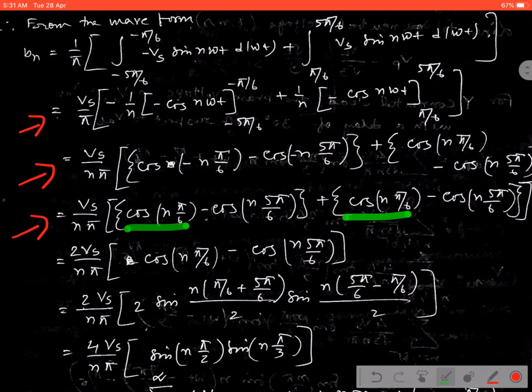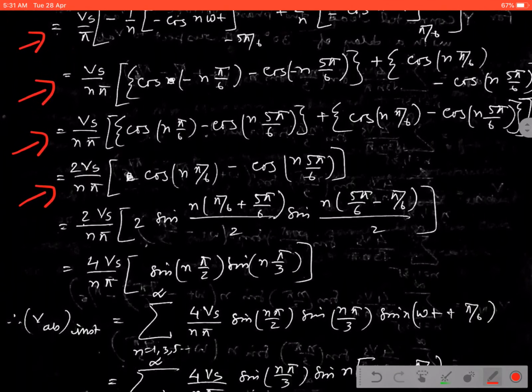Now see the next part very carefully. In this equation, we have cos n pi by 6 minus cos n 5 pi by 6, and both terms are the same, so taking the common part we can deduce the expression this way. After further simplification we get this result by using the formula cos A minus cos B equals 2 sin of (A plus B) by 2 times sin of (B minus A) by 2. That is how we derive the expression.